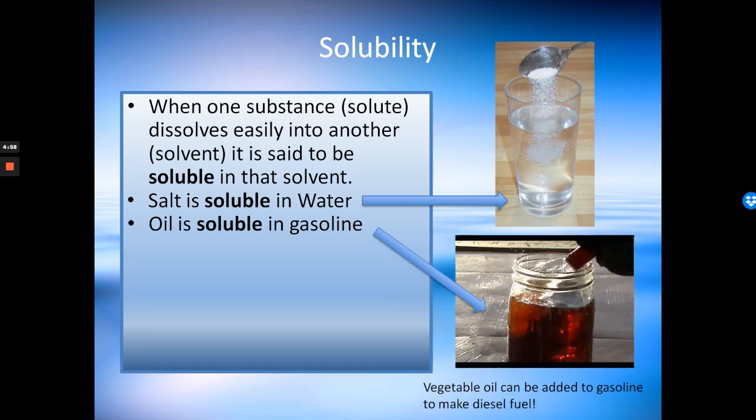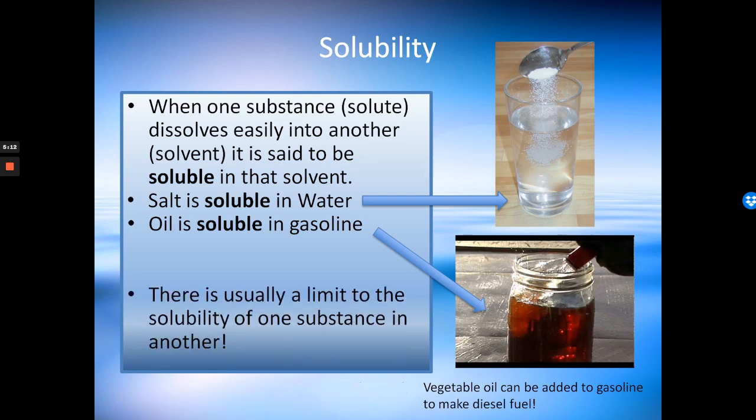So vegetable oil can be added to gasoline to make diesel fuel. And of course, you've probably heard about reusing cooking oils in combustion engines, and you can retrofit them so that you can actually use them. So they can actually come and take the fry oil from Burger King and places like that. There's usually a limit to the solubility of one substance in another.